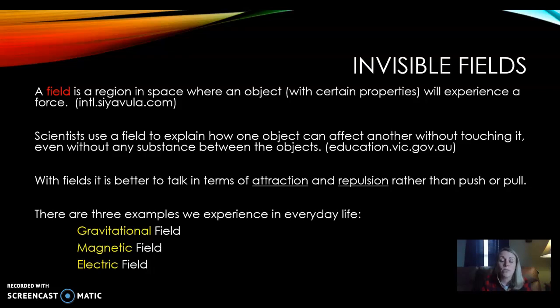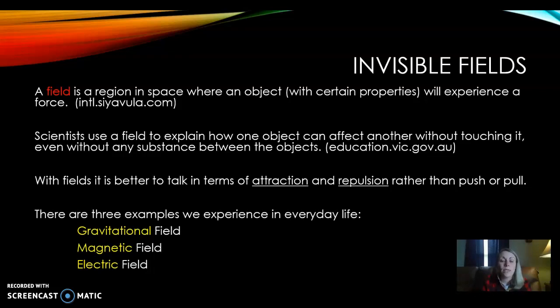Scientists use a field to explain how one object can affect another without physically touching it, such as our non-contact forces, even without any substance between the objects. And in the magnets, in the first video, you could see that the magnets were not physically touching each other. Just want to make sure that you see that even though they're not physically touching, there is a field surrounding them. With fields, it's better to talk in terms of attraction and repulsion rather than push or pull.